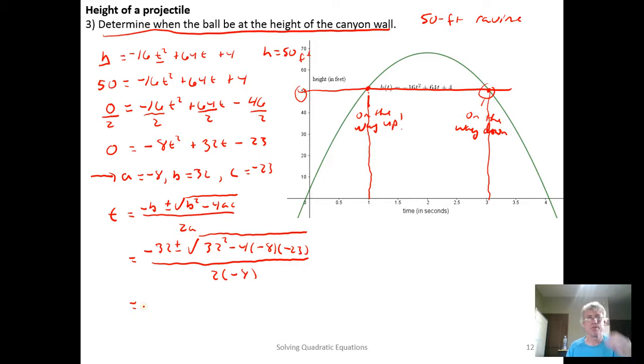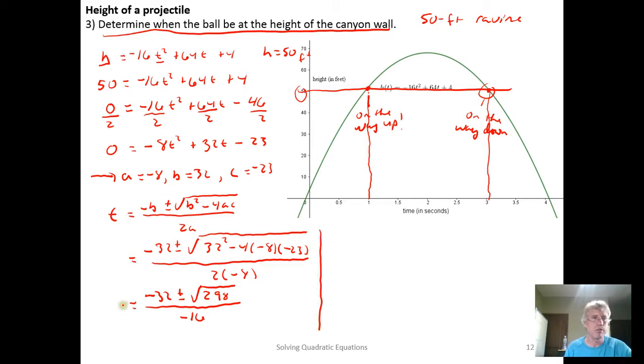So equals. And we need to simplify the stuff under the radical sign down. So we're going to get negative 32 plus or minus the square root of the stuff underneath the radical, which simplifies to 298. I worked that out ahead of time. And this is going to be all over negative 16. And then we're going to crunch this number down and get some estimates for it.